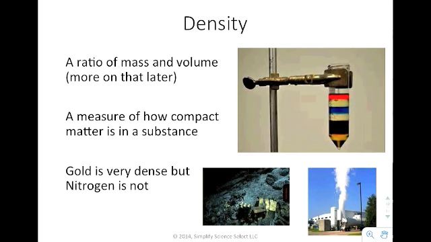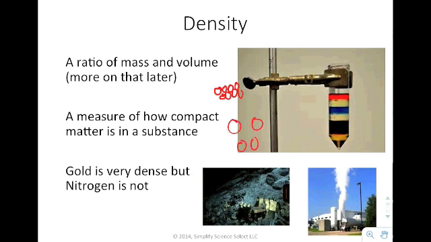Density is a ratio of mass and volume. We're going to talk about that a little bit later in this presentation. It's a measure of how compact the atoms are in a molecule. So, for example, are the atoms right next to each other, because this would be extremely dense, or are they more spread out with gaps in between?